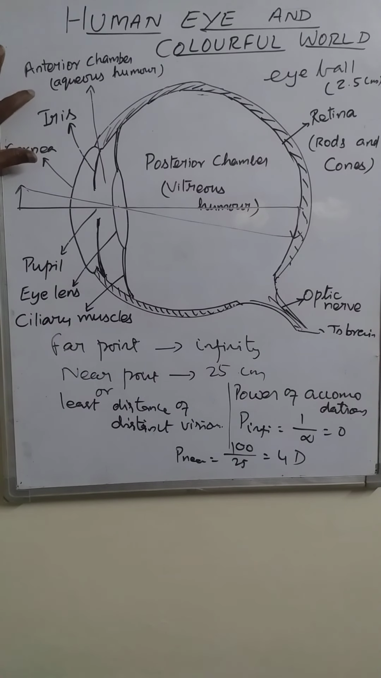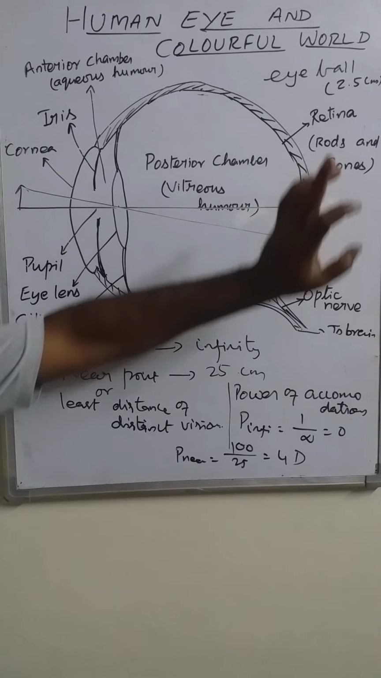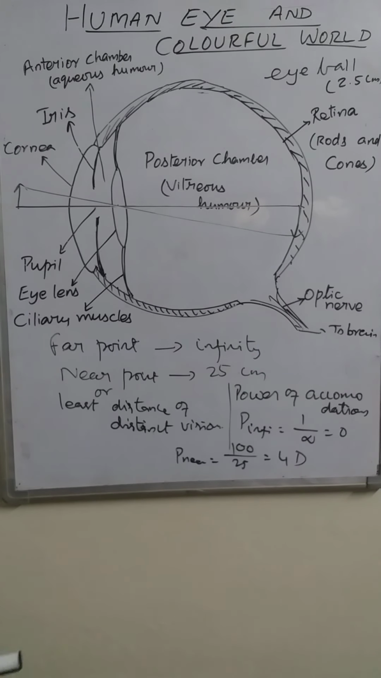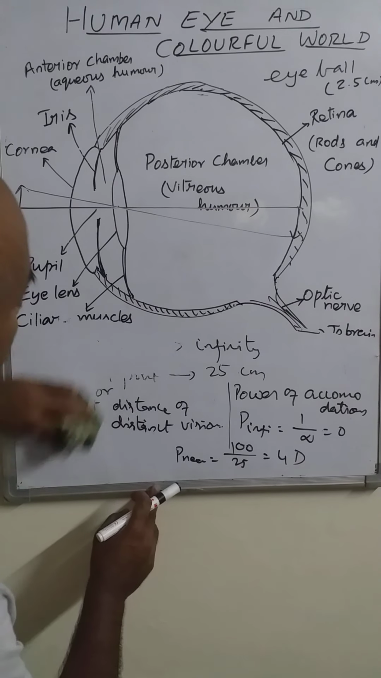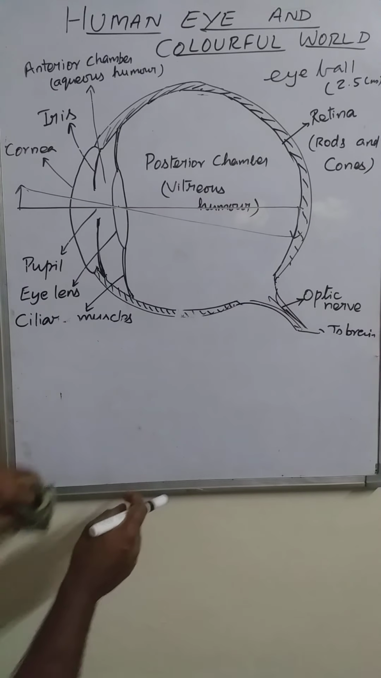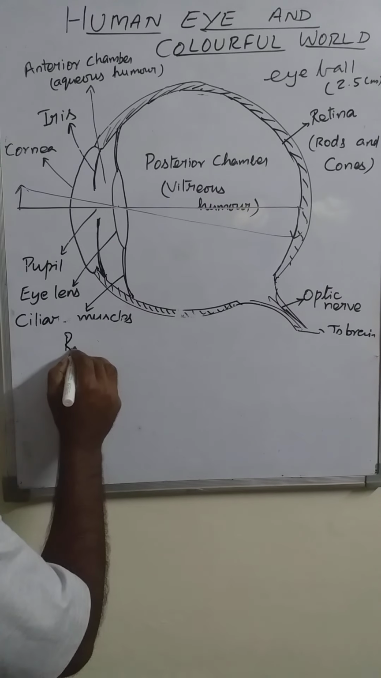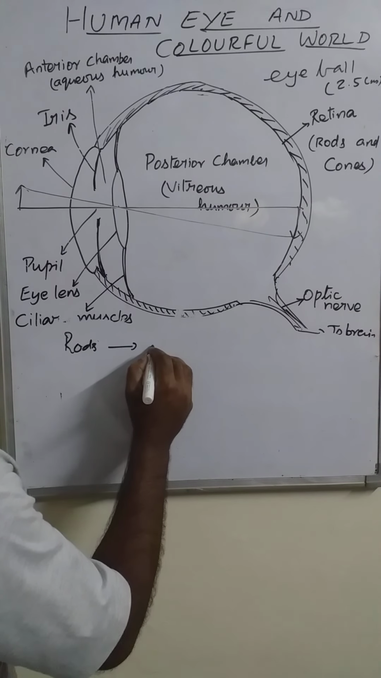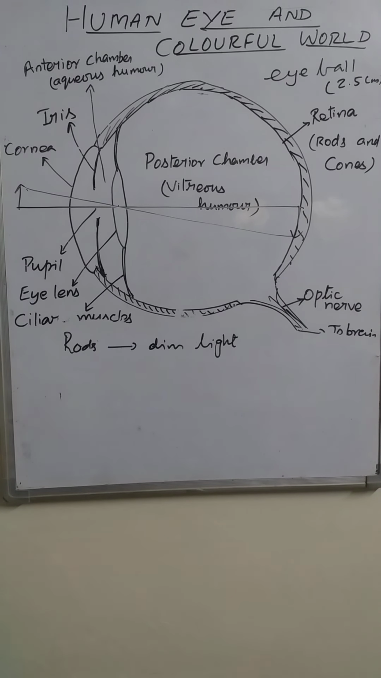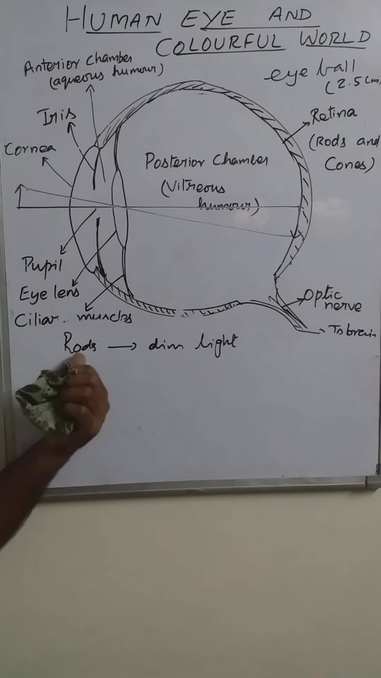And then we described these parts of the human eye, and some parts are left. On the retina, we have two sensory cells, rods and cones. Rods are responsible for something, cone cells are responsible for something else. Rod cells are responsible for dim light. Rod cells responsible for dim light means if we want to see the objects in the dim light, we need the rods.